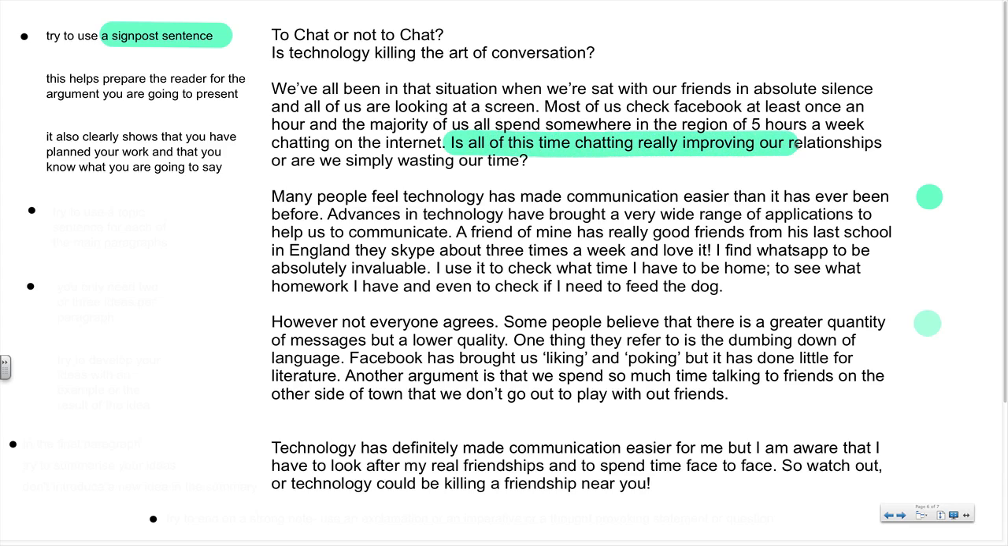"Is this time chatting really improving our relationships, or are we wasting our time?" The signpost sentence indicates that in the first main paragraph I'm going to talk about this idea: is chatting really improving our relationships? While in the second main paragraph I'm talking about, is it simply wasting our time?